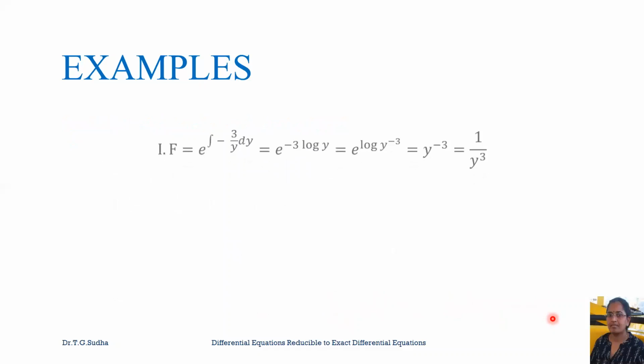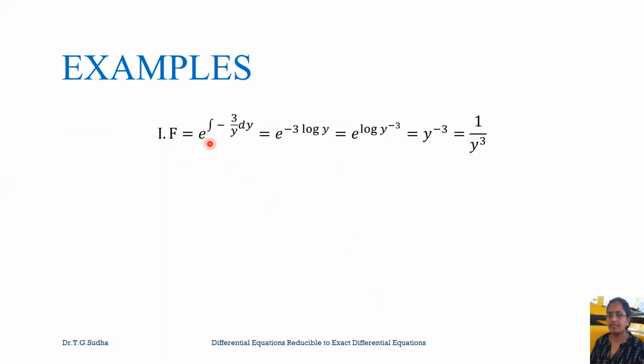Therefore, the integrating factor is given by e to the power of integral of minus 3 by y dy. So when we integrate the integral in the power, we get minus 3 into log y, because integral of 1 by y dy gives us log y. Minus 3 log y can be written as log of y to the power of minus 3. Once again, the exponential and the logarithmic function get cancelled and we get y to the power of minus 3. And that can be written as 1 by y cube. Therefore, the integrating factor is 1 by y cube.